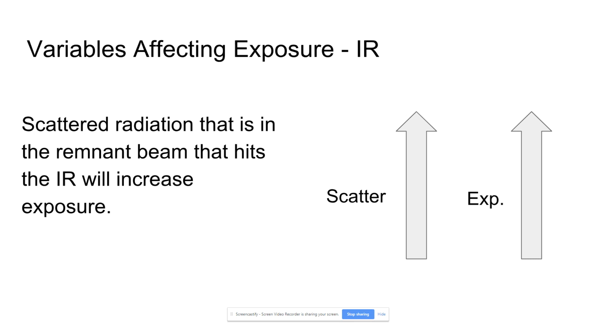So scatter, right? Scatter is bad for exposure. And this one's kind of interesting because we're not really breaking down scatter into photoelectric or Compton, but in this case, it's which one?